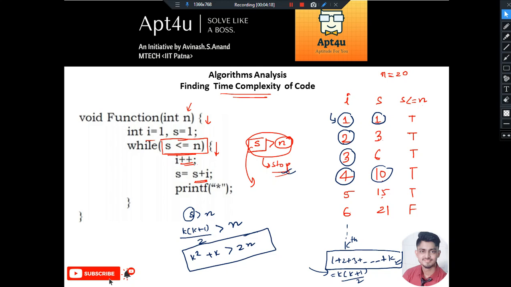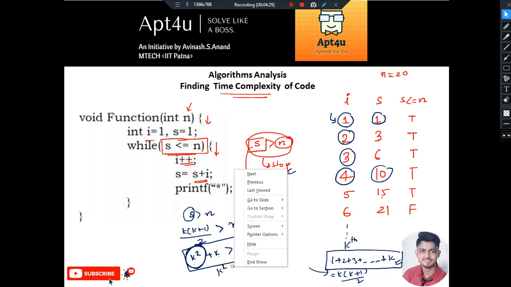So here it has k square plus k, but we know that we will consider only k square, because this is the term that is going to decide. This is the lower order term and this is the higher order term. K square we will be considering from here, k square greater than 2 into n. 2 is a constant, you can ignore it, so we'll just consider the factor n.